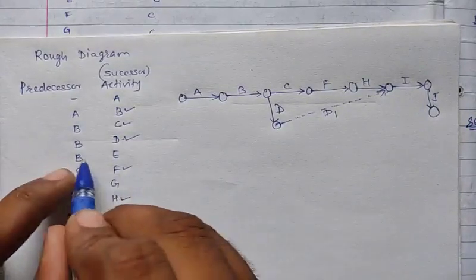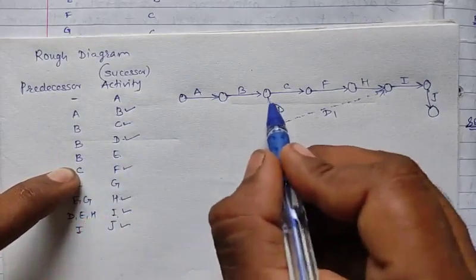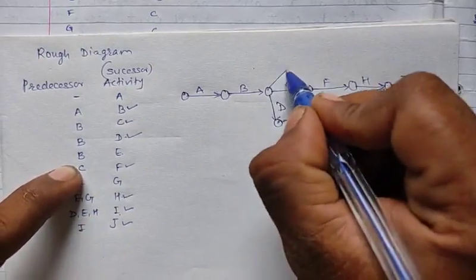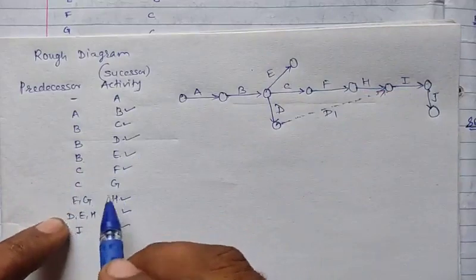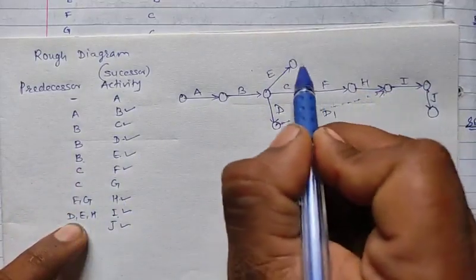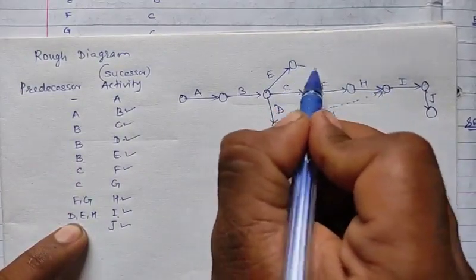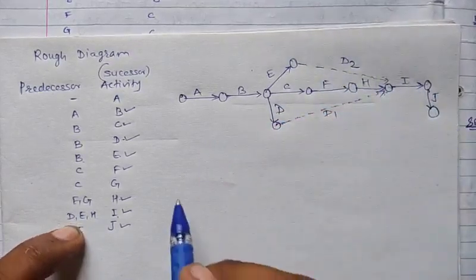Now next B goes to A. Next again B goes to E. So B goes to what? E here. Next E goes to I. So E directly goes to I. So I will take a second dummy. So this is dummy D2.